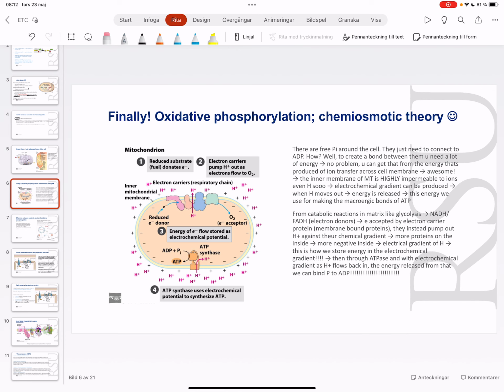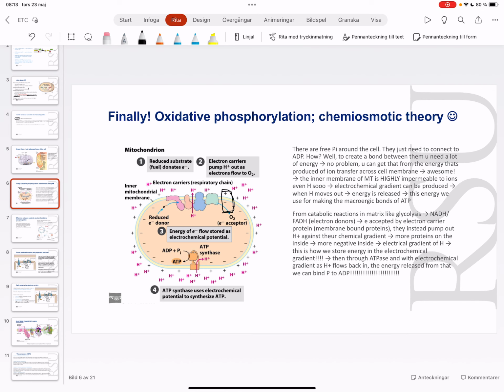It will pump them out, and this will cause 2 things: both a concentration gradient of hydrogen ions, so we will have higher concentration of them here, and also an electrical gradient of hydrogens, because hydrogens are positively charged and they will be drawn to the negative inside of the membrane. So this will cause an electrochemical gradient that is really, really strong.